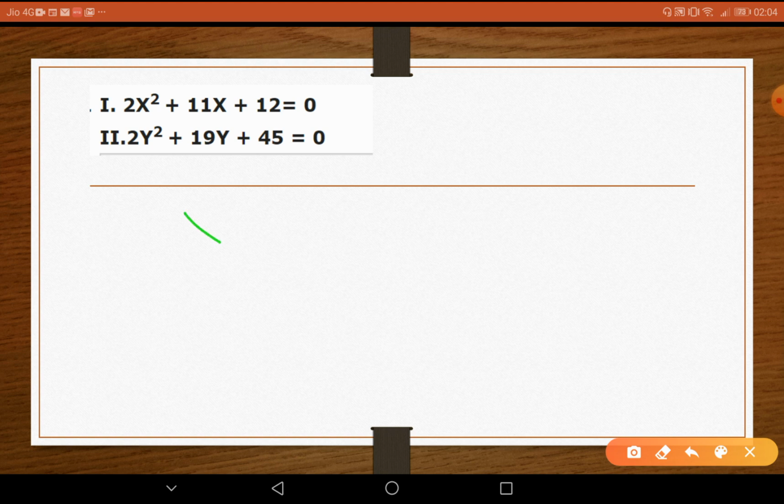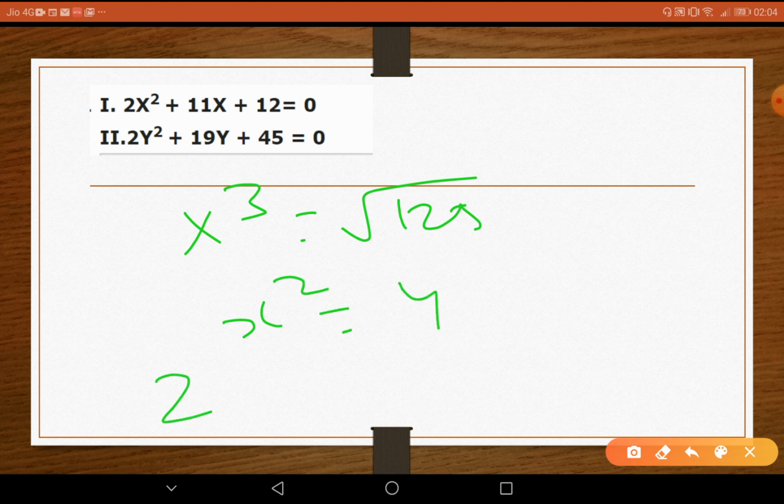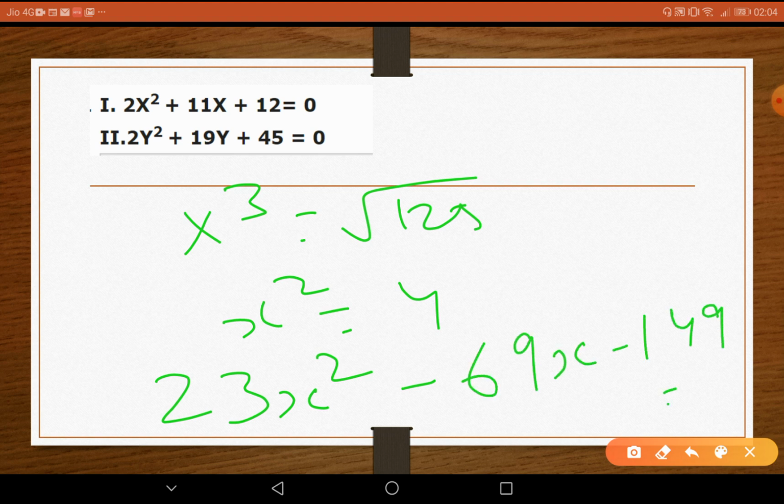In the further videos, I will teach how to solve equations like this, and also tough equations like this. So in the further videos, I will teach you how to solve such kinds of equations.